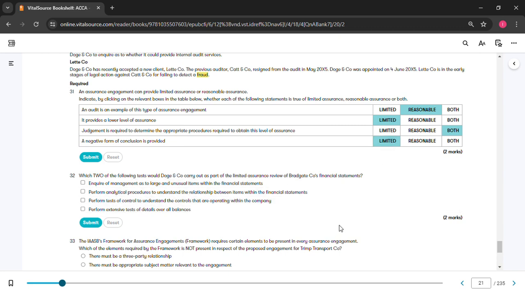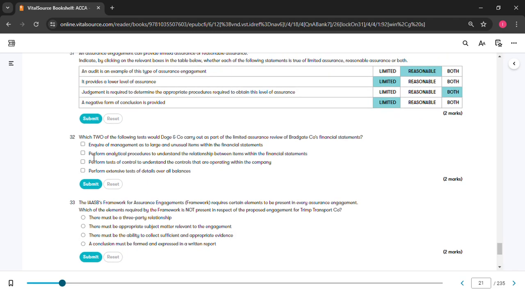Two marks means 0.5 for each. If you have done three options right, they will give 1.5. Two things right, you get 2 marks, 0.5 for each one. Now, which two? Always keep this in mind. In the examination you have to answer: which two of the following tests would Doug carry out as part of limited assurance? Review of financial statements. Tell me, Gaita, you tell one, Laila, you tell one.